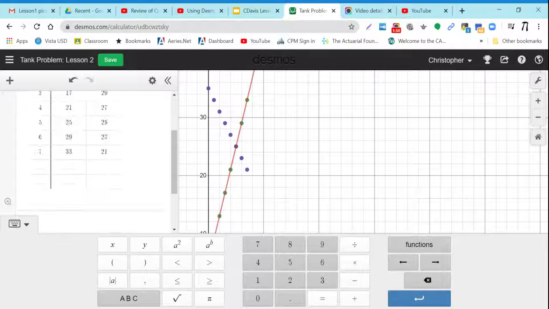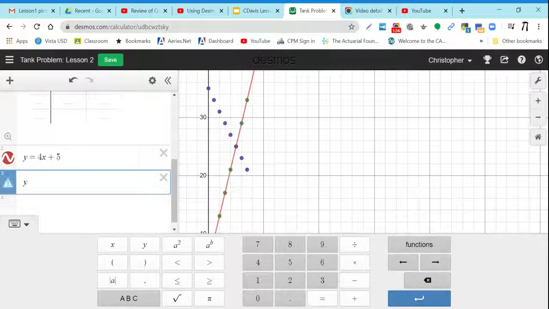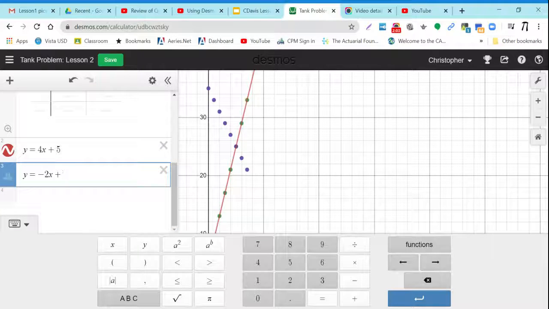And it goes down by 2. Hopefully you got that from the wording of the problem also. But I could type in here y equals negative 2x plus 35. And you'll notice this blue line goes through my purple dots.